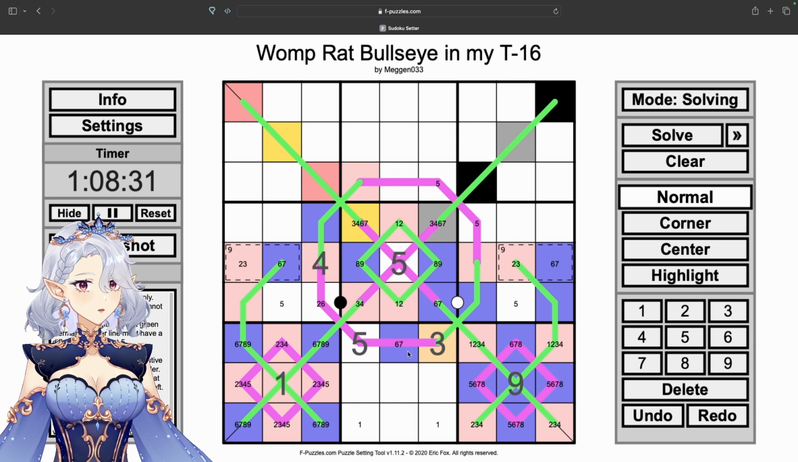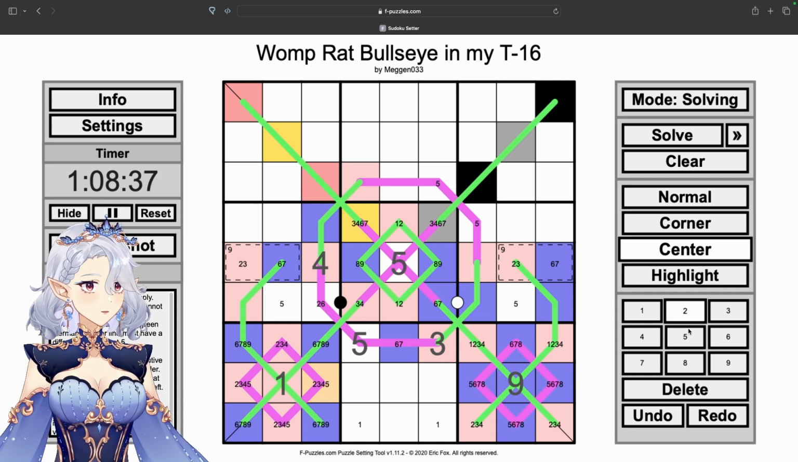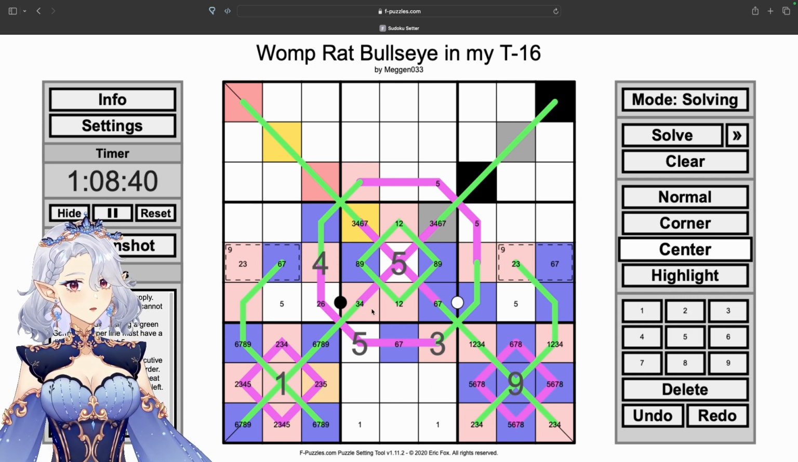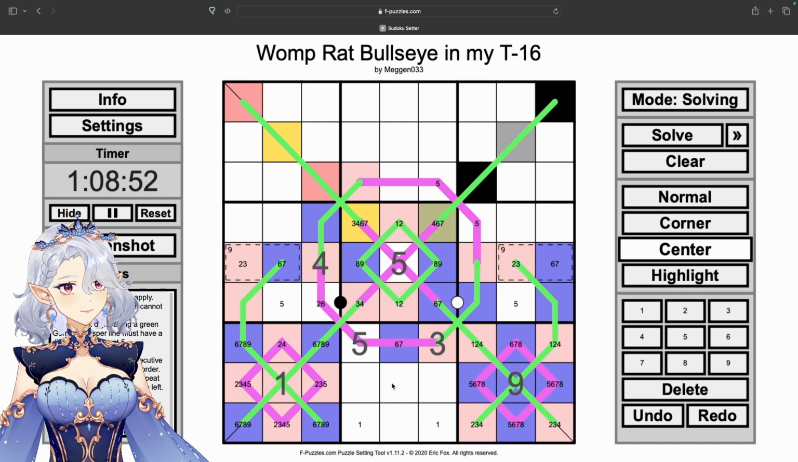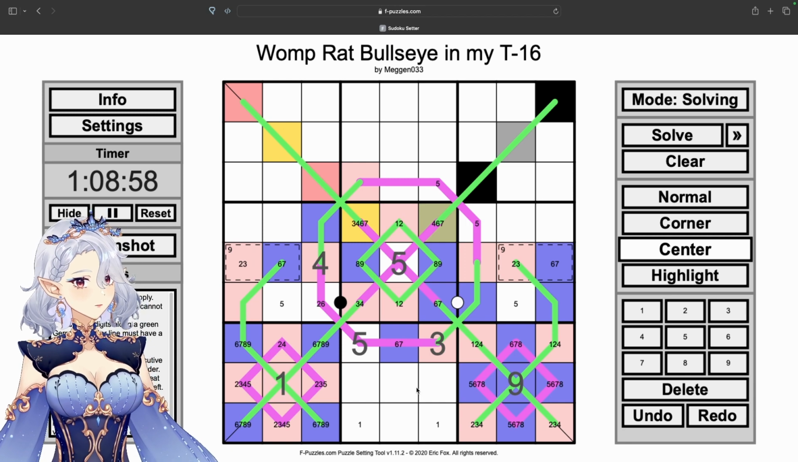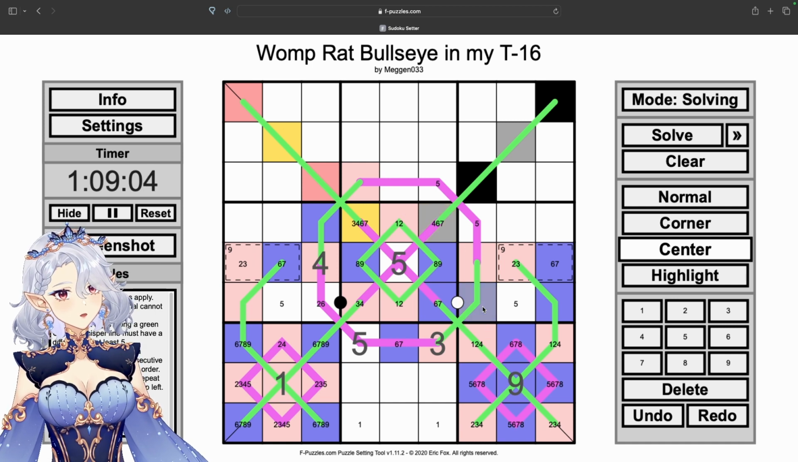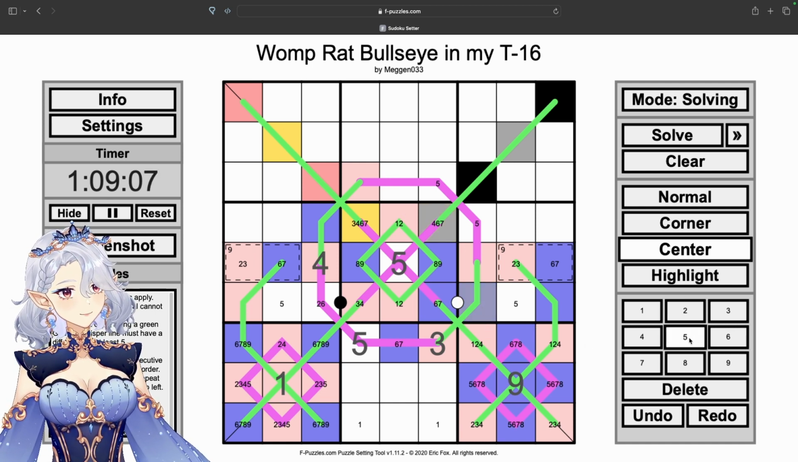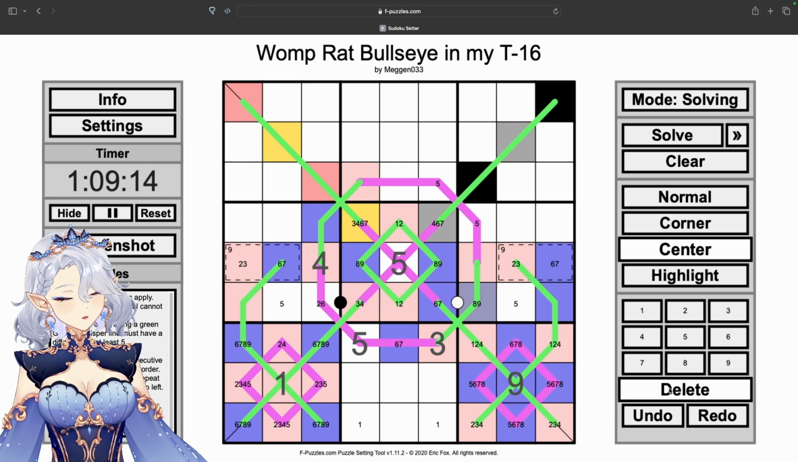Now, let's look at how this affects everything. This one cannot be 4 anymore because it's seen by this 4. Here we go. Let's get rid of that. Here, this one, and that one, those cannot be 3 anymore. As well as this one, which can also not be 3 anymore. Excuse me. This one has to be 1, 2, 3, 4, 5, 8 or 9.